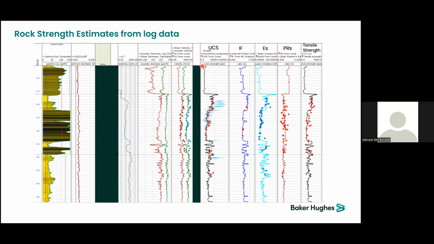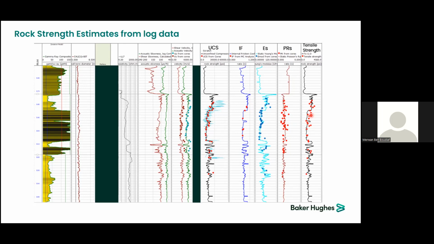For example, here you have the gamma ray, caliper, this is a resistivity, and all the acoustic logs. Here you have the uniaxial compressive strength. The black curve is generated from sonic log. You have this blue curve here, it's the scratch test, and also you have the red dots here that are the mechanical tests performed on plugs. Same for internal friction coefficient, Young modulus, Poisson's ratio, and also the tensile strength of the rock.